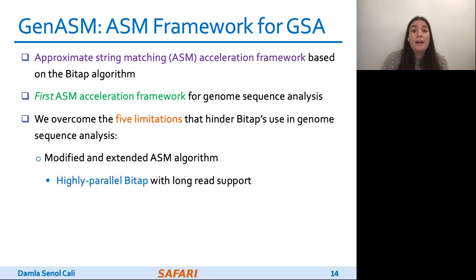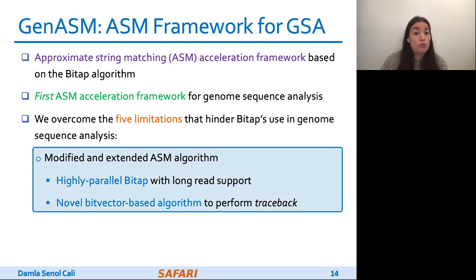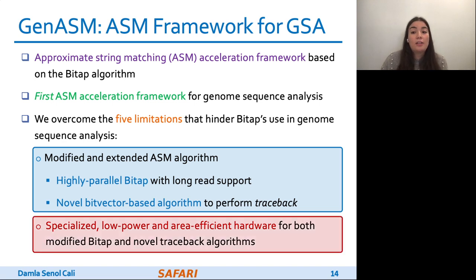First, we modify the Bitap algorithm by extending it to support long reads and by eliminating loop-carried data dependencies to enable parallelization. Second, we develop a novel Bitap-compatible algorithm for traceback, which uses information collected during ASM about the different types of errors to identify the optimal alignment of reads. These cover the algorithmic contributions of GenASM. And third, we co-design specialized low-power and area-efficient hardware for both algorithms, and this covers the hardware-level contributions of GenASM.